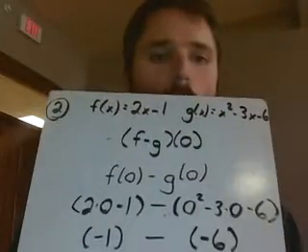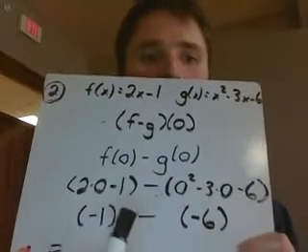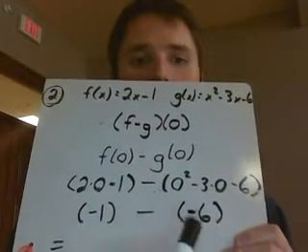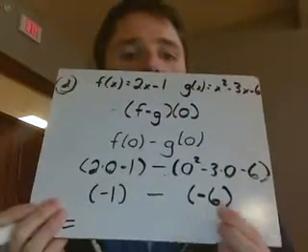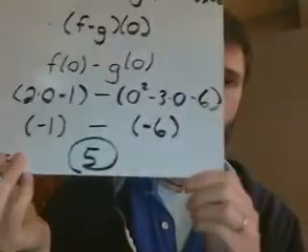Well, if we know our laws of integers, whenever I subtract a negative, that's the same thing as adding a positive, right? So negative 1 plus 6 would be equal to positive 5. And there you have it. That's my answer, positive 5.